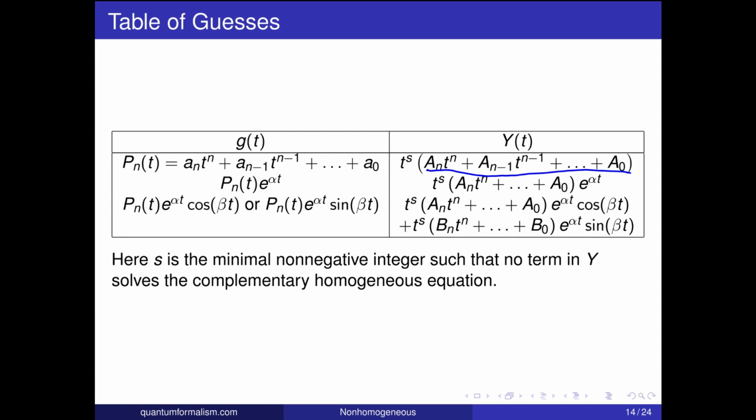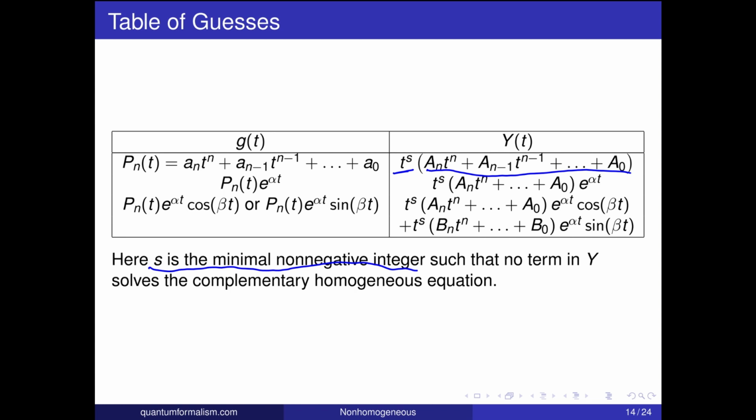And then the last thing is this t to the s that's showing up in all of these guesses, and that's what we ran into in this example 5. That s needs to be the minimal non-negative integer so that no term in your capital Y guess is actually already a solution to the complementary homogeneous equation, because then you're going to get 0 and not whatever you're trying to get on the right-hand side.